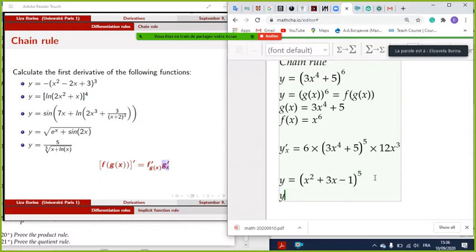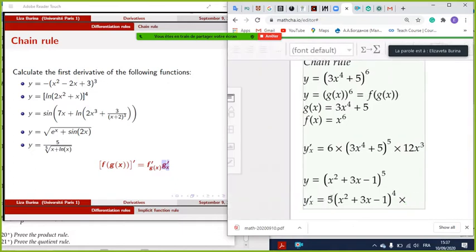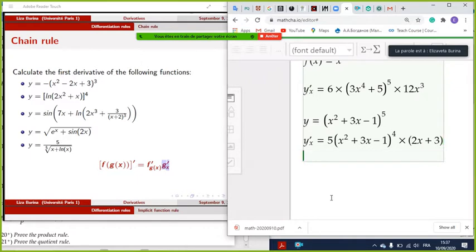Then y prime of x equals 5 times all this to the power of 4, because in the first step we're treating everything that is inside as big X. And then we multiply by the derivative of the inner function, and it's just 2x plus 3. Okay, that's how it works.